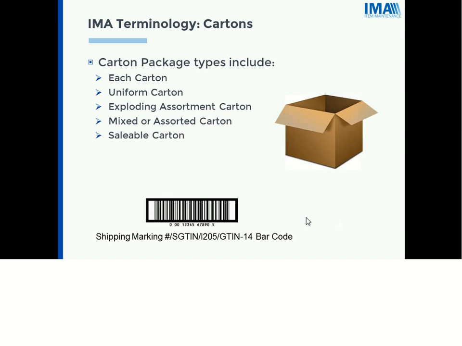Each packages get the RG10 or the retail marking number or the UPC, the 12-digit number. Whereas cartons get the SG10 or the shipping marking number, also known as I-205 or the G1014 barcode.